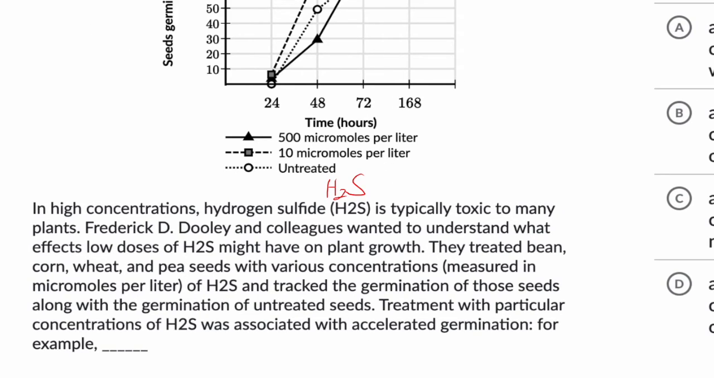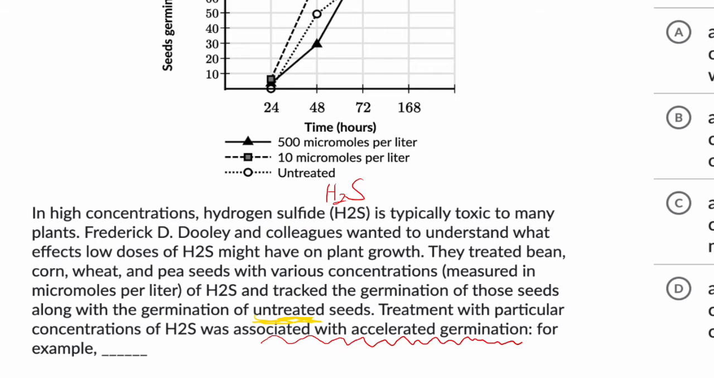And so a few questions ago, I talked about identifying the control group. This would certainly be the control group here, the untreated seeds. But anyway, treatment with particular concentrations of H2S was associated with accelerated germination. Okay, and this is why I always emphasize reading the passage first before going to the graph, because there could potentially be any number of things that might be relevant from the graph, and we don't necessarily know what to zero in on.